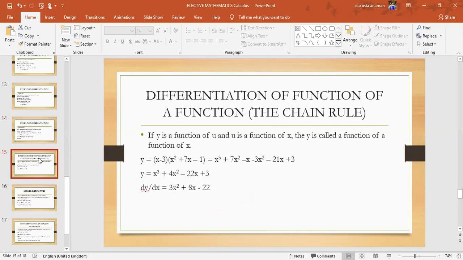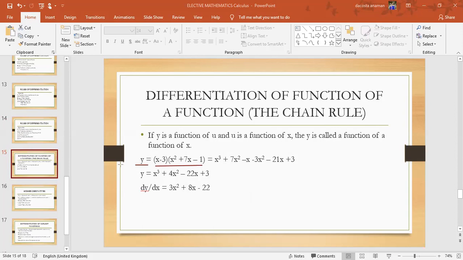Now, if y is a function, let me use this to explain. If y is a function of u, and u is a function of x. So if y is a function of u, we are simplifying it or denoting it by u. If y is a function of u, so y is equal to u, and that u is equal to x minus 3, x squared plus 7x minus 1.